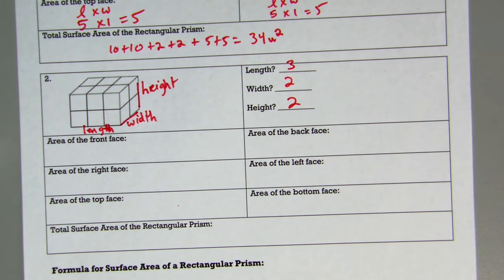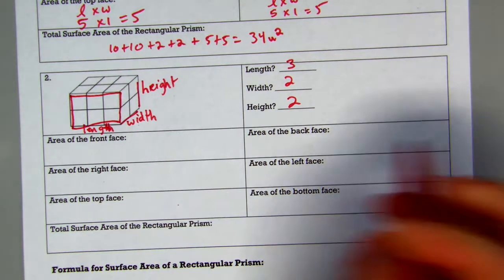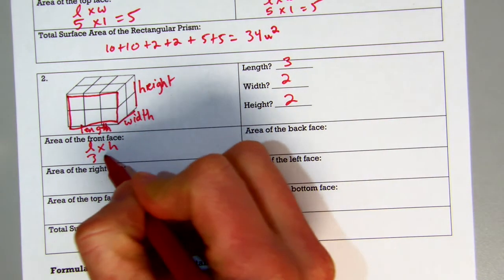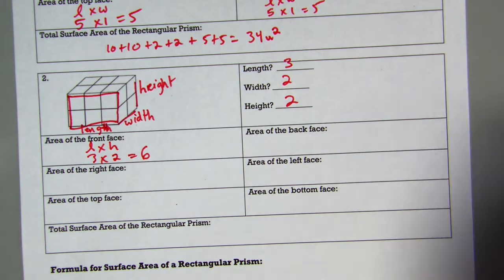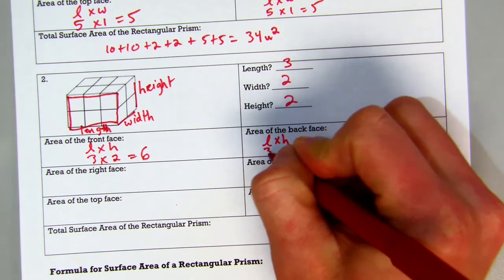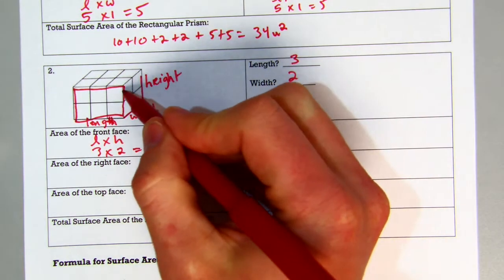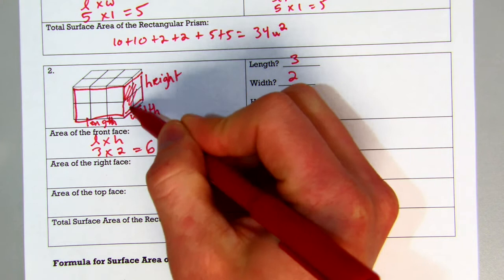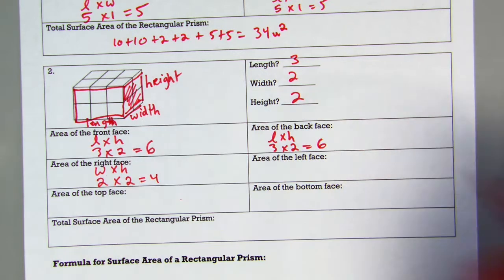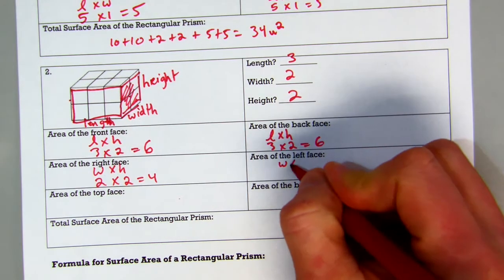Okay. So the first one I'm going to do is my front face. This right here. The front face is my length times my height, and it is 3 times 2 equals 6. And again that's the same as my back face, so behind it, which I can't see, is also going to be length times height, so 3 times 2 is 6. Then I'm going to do my right face, that's this box right here, and that is my width times my height, so in this case it's 2 times 2 is 4. And whatever I have for my right side is going to be the same for my left side, even though I can't see it, it's still my width times my height.